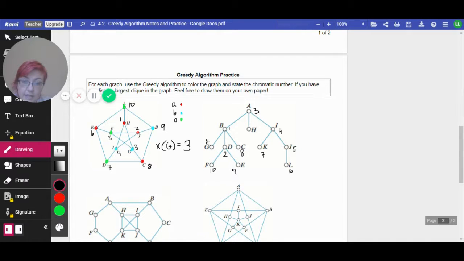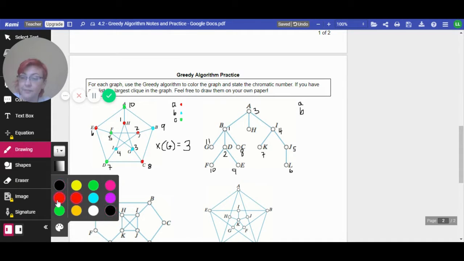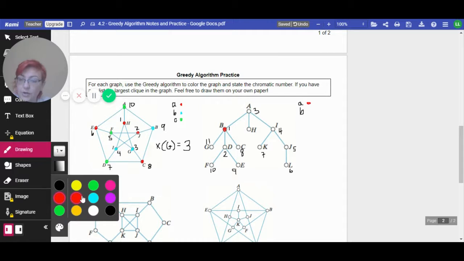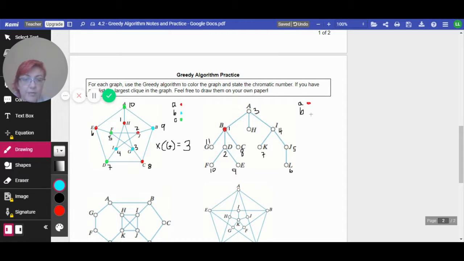10, and 11. Okay. I don't see any cliques, so I'm going to start off with just A and B, and we'll see where we go from there. A is red, so 1 is A. 2 cannot be color A, so I'm going to make blue my color B.